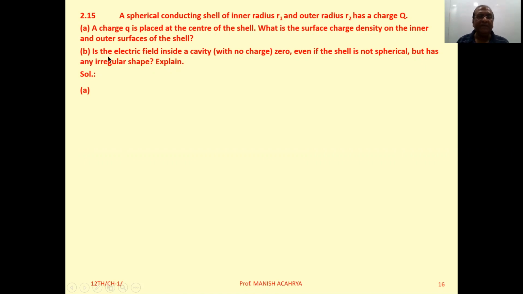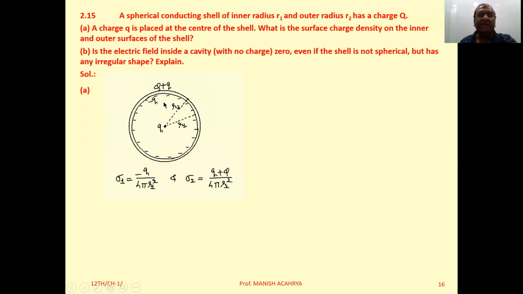Question B. Is the electric field inside a cavity with no charge 0 even if the shell is not spherical but has any irregular shape? Explain. Now see, first question A.